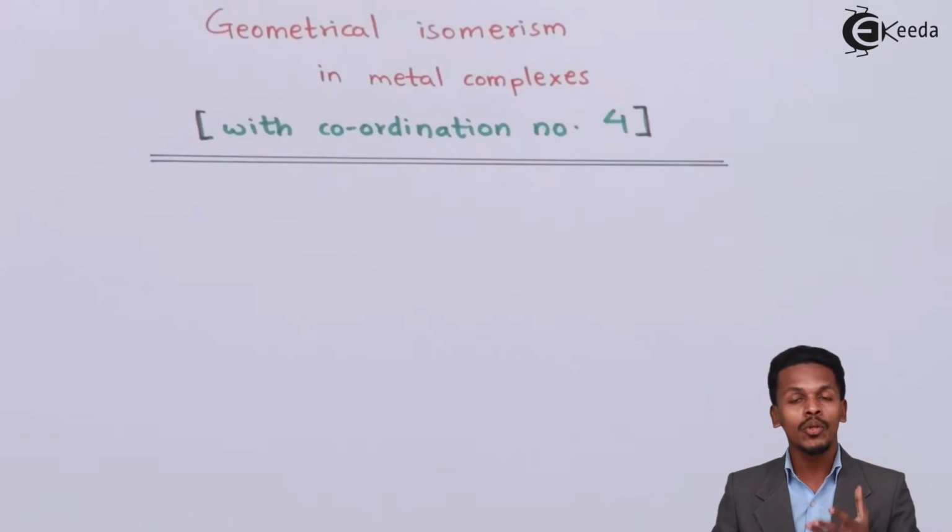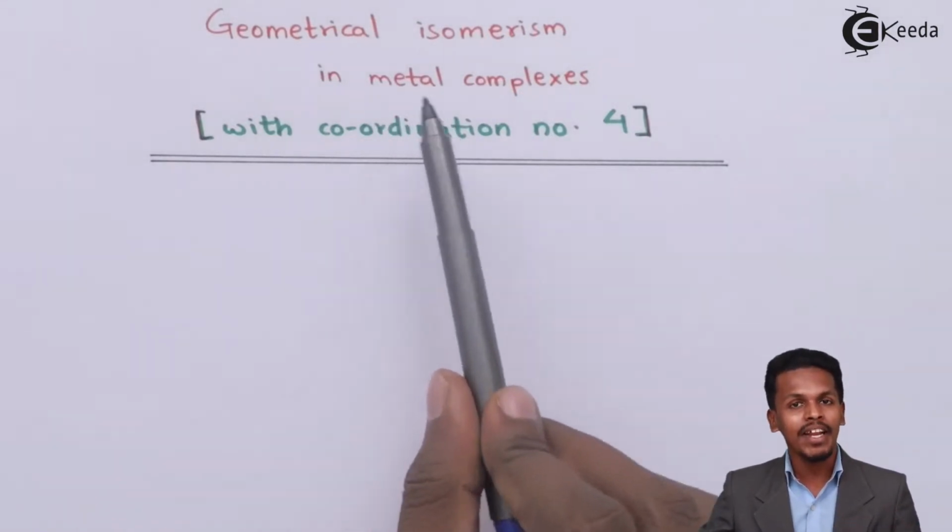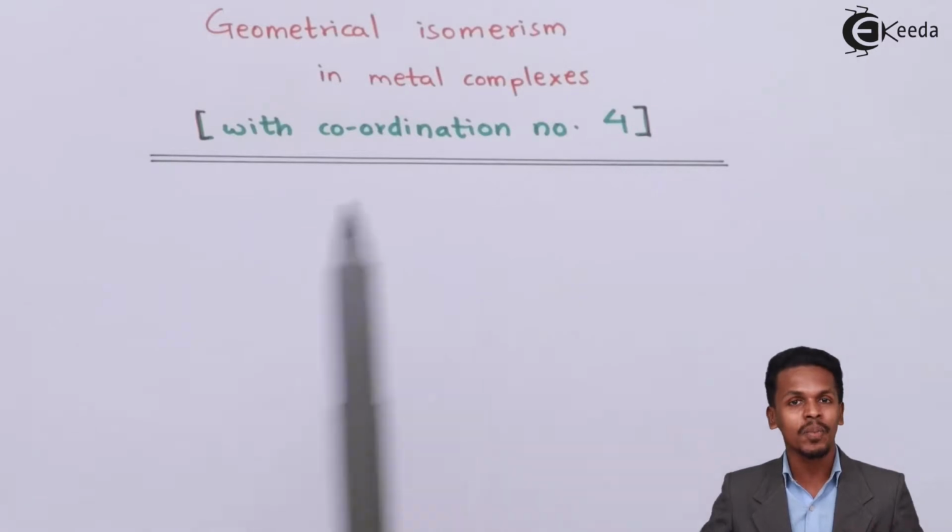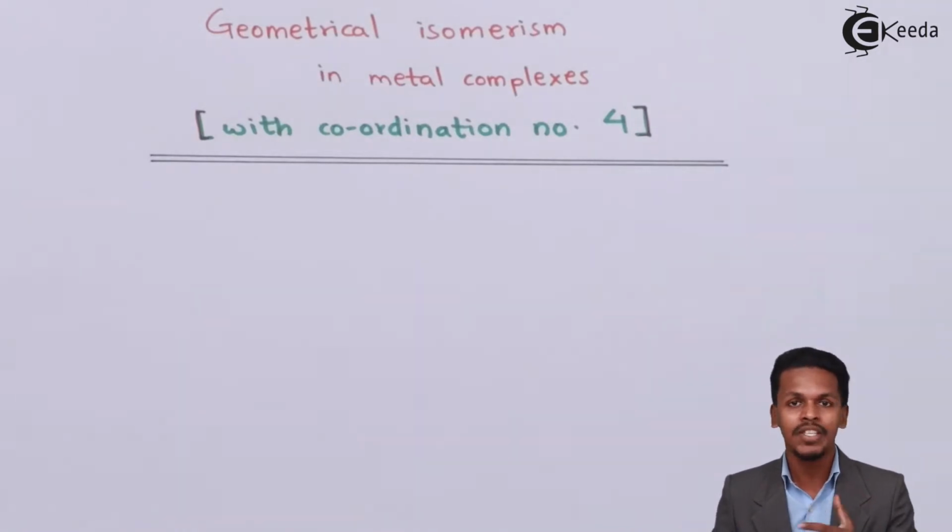Geometrical isomerisms are those where we can find the cis isomer and the trans isomer. So when we are talking about a metal complex which has a coordination number of 4, the geometry of that complex would be square planar. But there are different types of square planar geometry, depending upon the different type of complex or the different type of geometrical isomers.